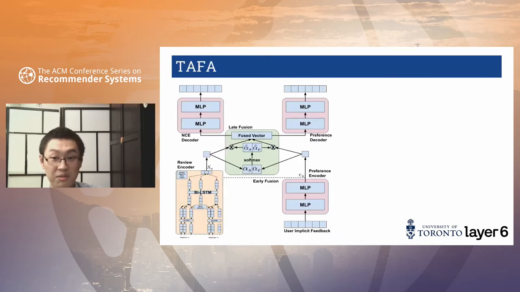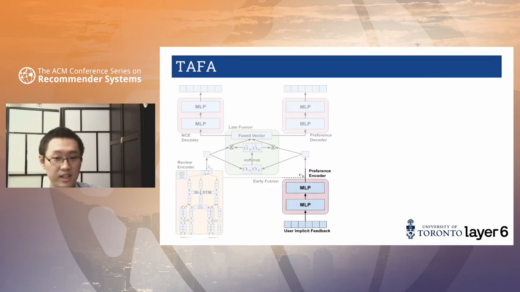Here's an overview of our architecture. As you can see, it consists of a preference encoder that's used to process user implicit feedback, and a review encoder that's used to process user review information. Both of them produce a latent representation. The latent representation is then fused in our late fusion module. After that, we have two decoders that we use to decode predictions.